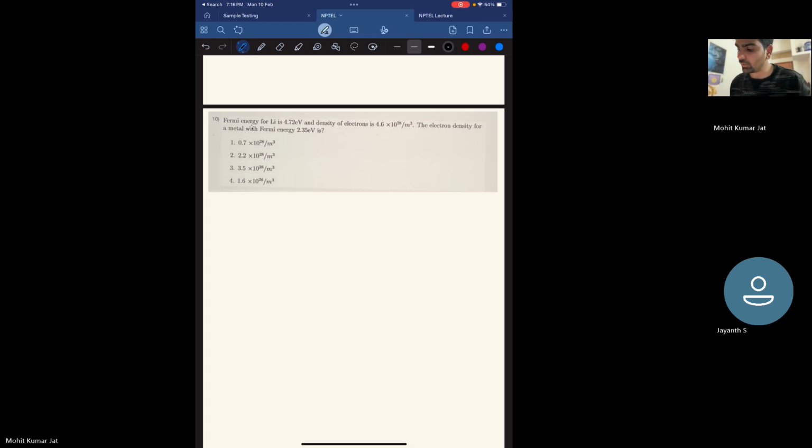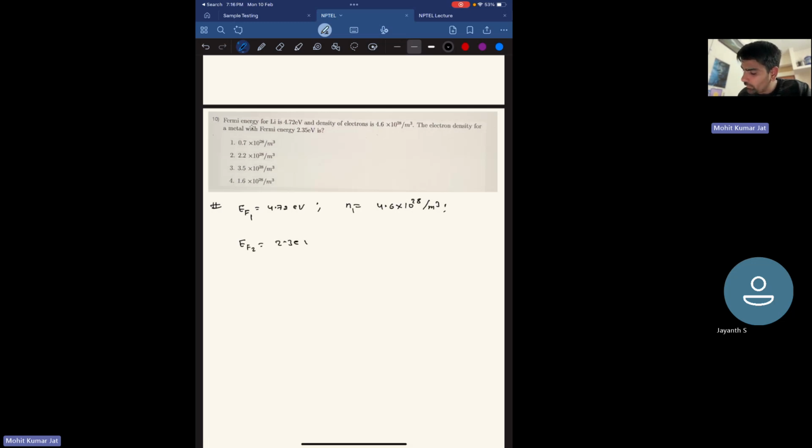answer. Now moving on to the next and the final question, which is the Fermi energy for lithium is 4.72 eV. EF is given, that is 4.72 eV. Density of electron is also given, that is 4.6 into 10 power 28 per meter cube. The electron density for a metal with a Fermi energy 2.35. Okay, EF1 and N1 for a metal is given, and EF2 for a metal is given 2.35 eV, and N2 they are asking what is the N2.